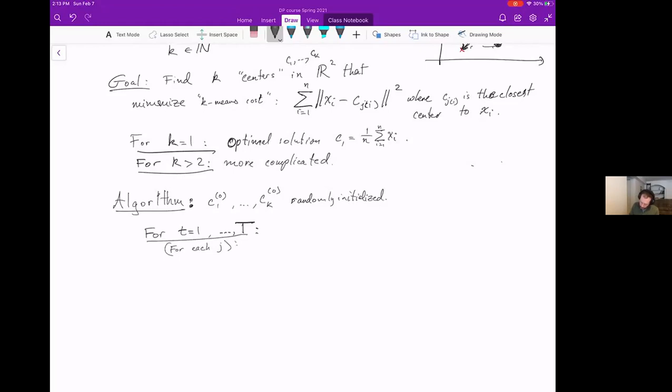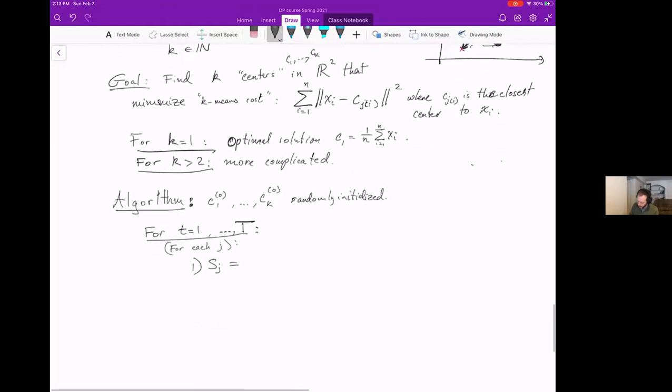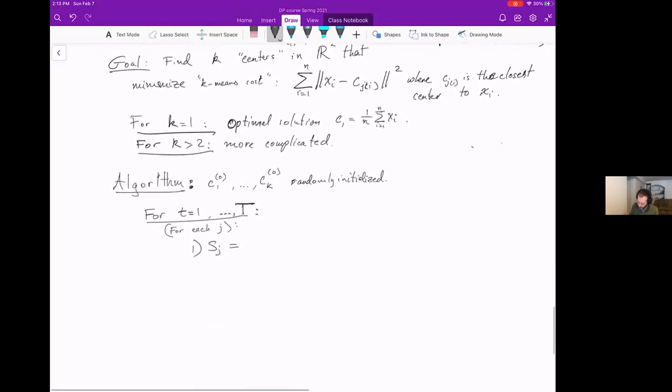So the first thing we'll do is figure out which data points are currently closest to cluster center j. We'll look at the set of i such that the cluster center from stage t minus 1, cluster center j, is the closest current center to data point xi.